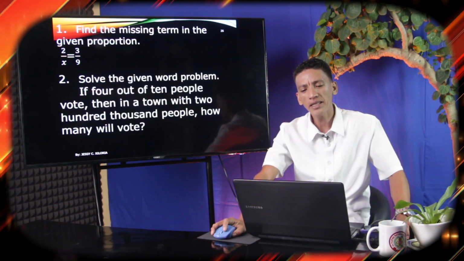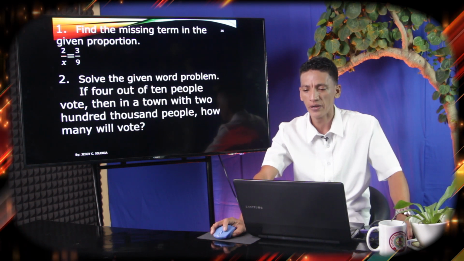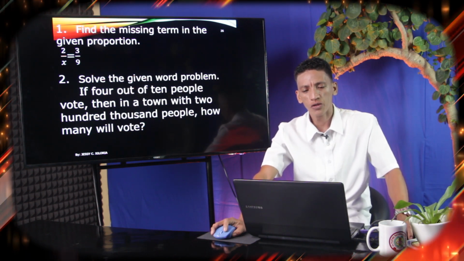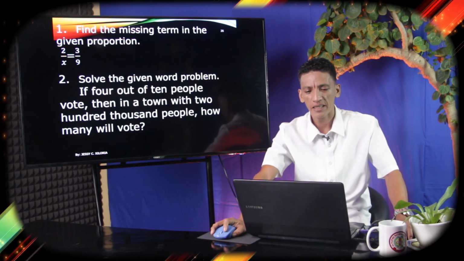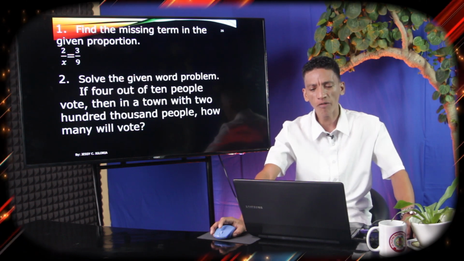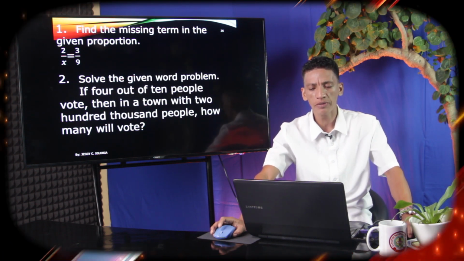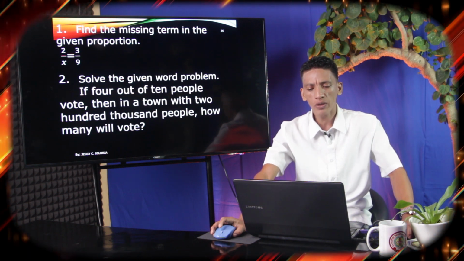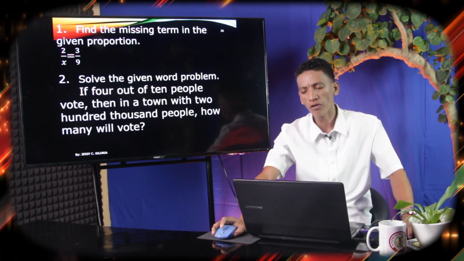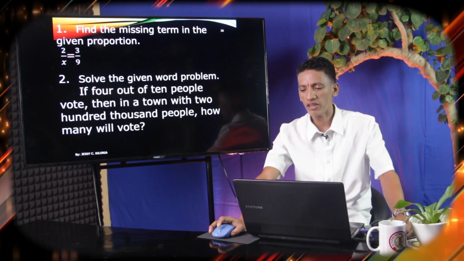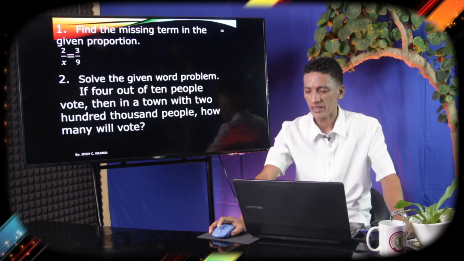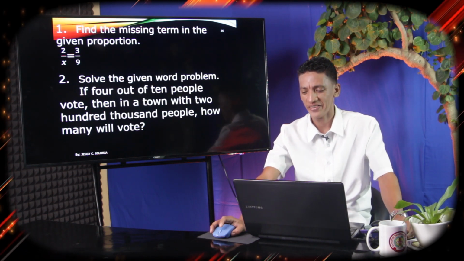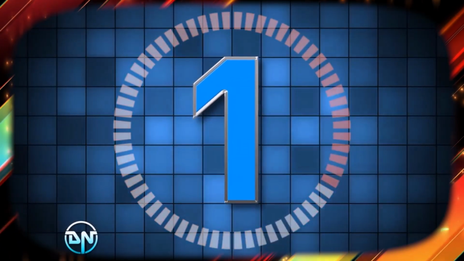So we will proceed to the assessment. Problem number 1, find the missing term in the given proportion. 2 over x equals 3 over 9. Let us proceed to number 2 problem. Solve the given word problem. If 4 out of 10 people vote, then in a town with 200,000 people, how many will vote? I will now give you 60 seconds to answer the given problem. Timer starts now. In 3, 2, 1.